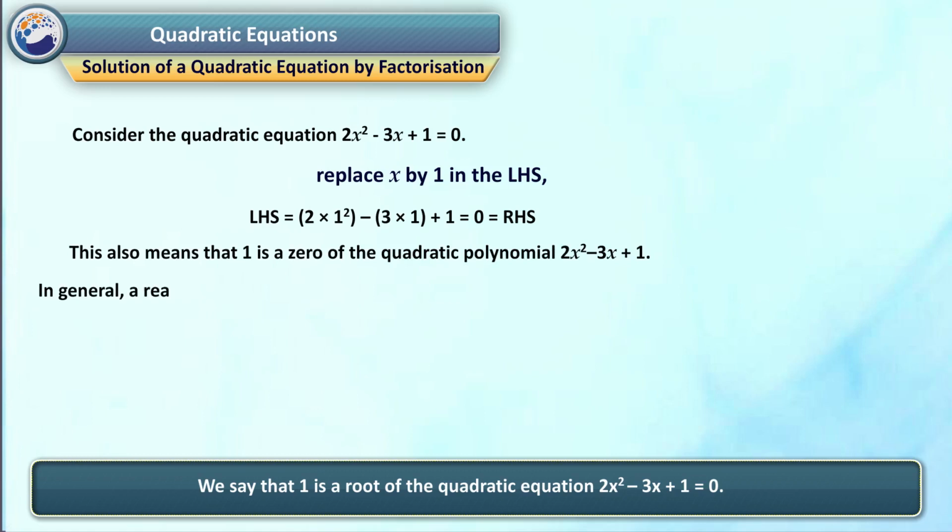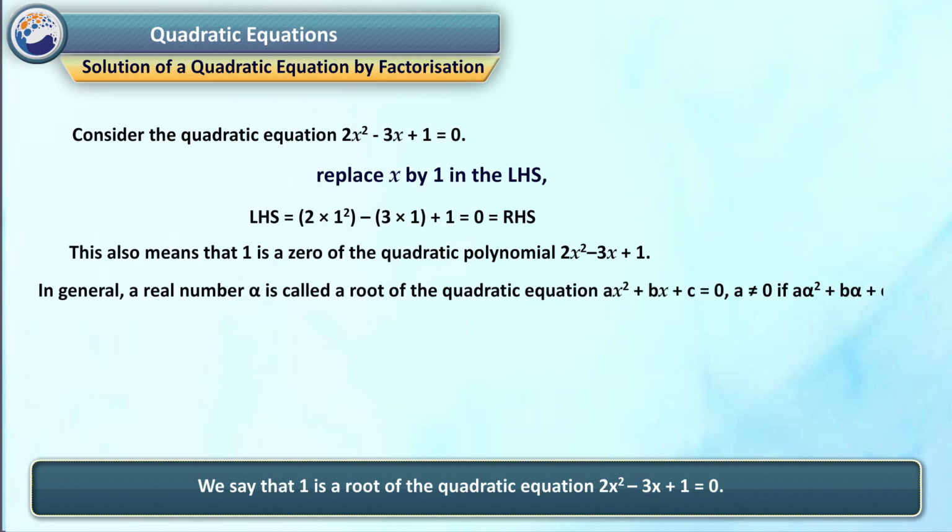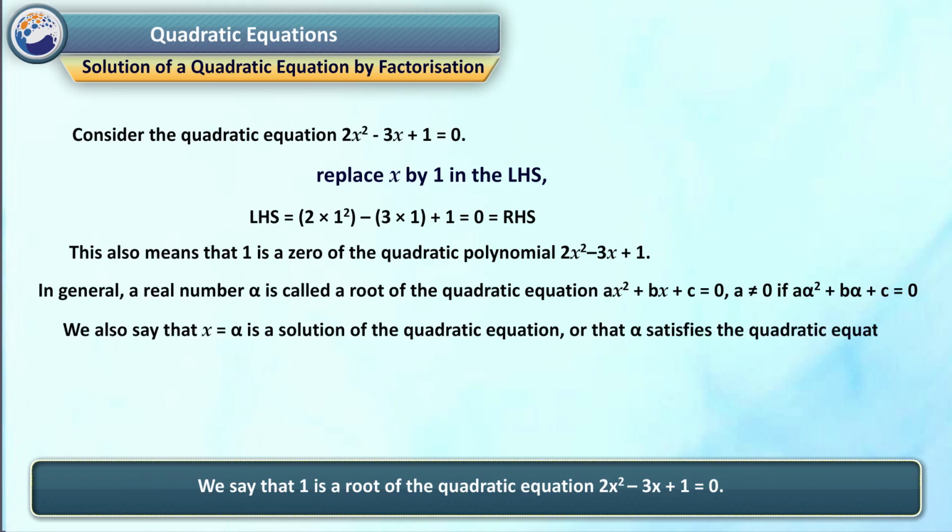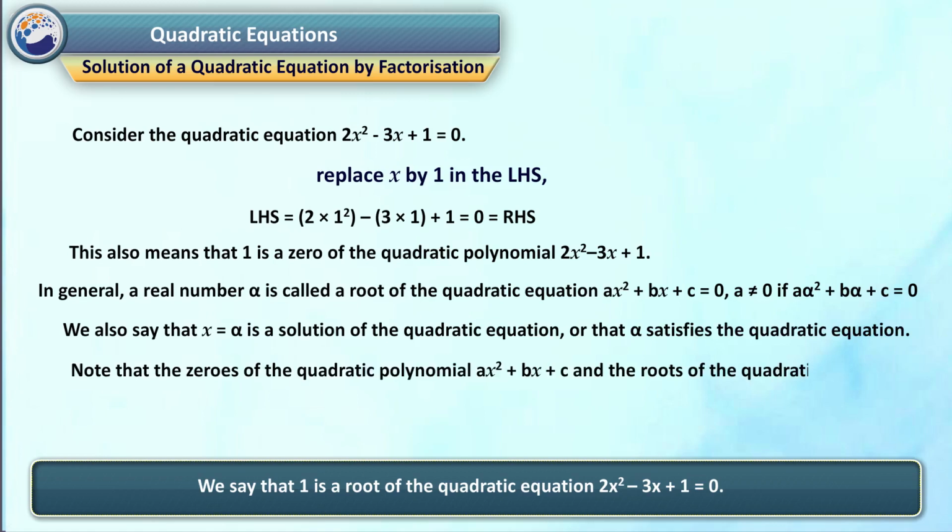In general, a real number alpha is called a root of the quadratic equation ax² + bx + c = 0, a not equal to 0, if aα² + bα + c = 0. We also say that x = α is a solution of the quadratic equation, or that α satisfies the quadratic equation. Note that the zeros of the quadratic polynomial ax² + bx + c and the roots of the quadratic equation ax² + bx + c = 0 are the same.